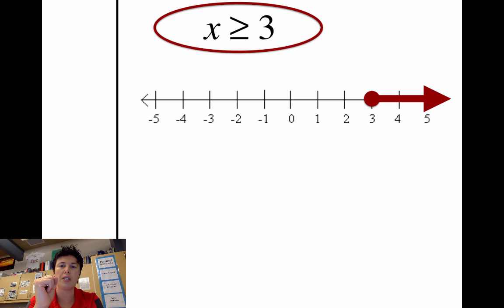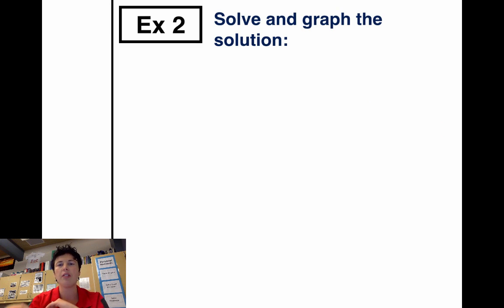It's got an equal sign, so it's solid at 3, and x is all the greater than values, all the values going to the right-hand side. x could be 4, 5, 6, 7, 100, 1,000, a million. It can be anything bigger than 3 or equal to 3. Okay, so that's a multi-step problem. So let's try another one.